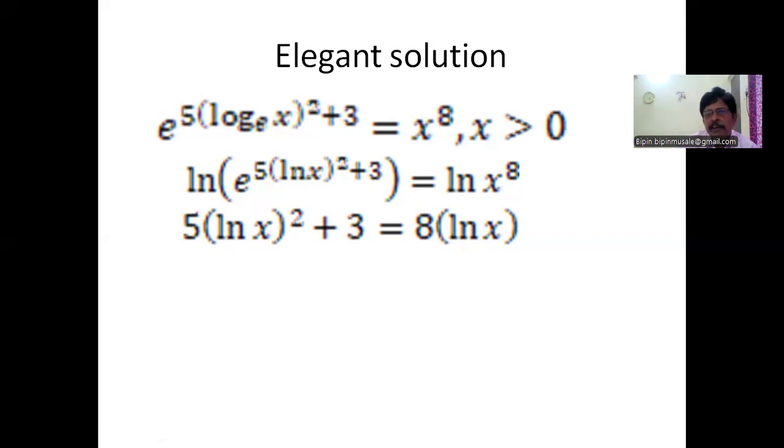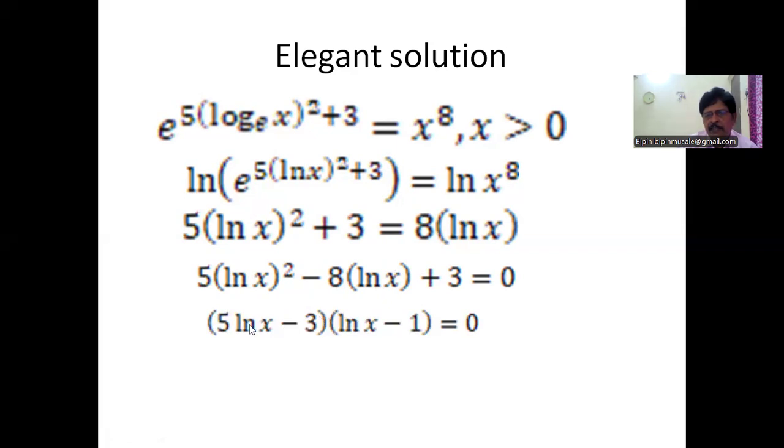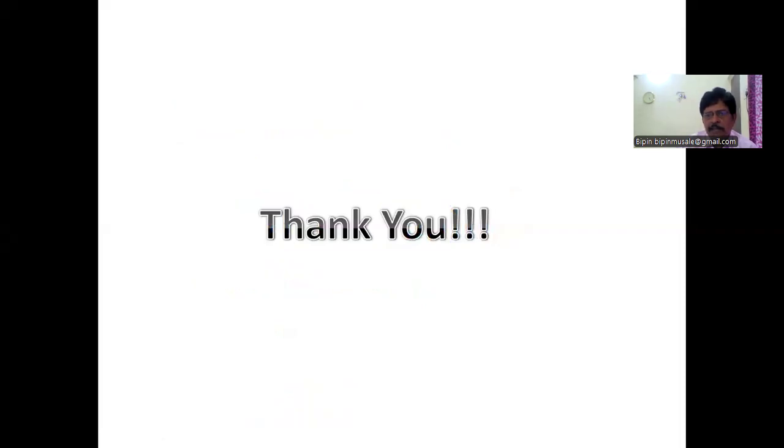Now there is a quadratic in ln x. Okay, a quadratic in the natural log of x. Some people replace this ln x by y, but it is not necessary. We can factor this like this and solve this equation to get natural log of x equal to either 3 by 5 or 1, and x equal to e raised to 3 by 5 or x equal to e, and the product of course is e raised to 8 by 5.